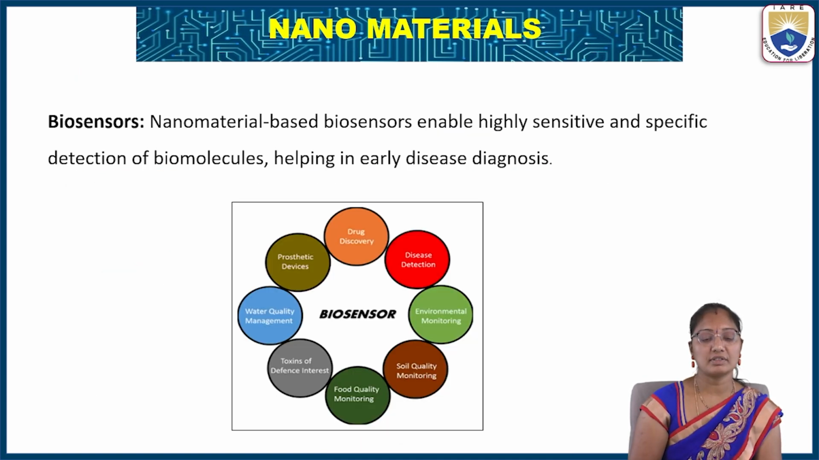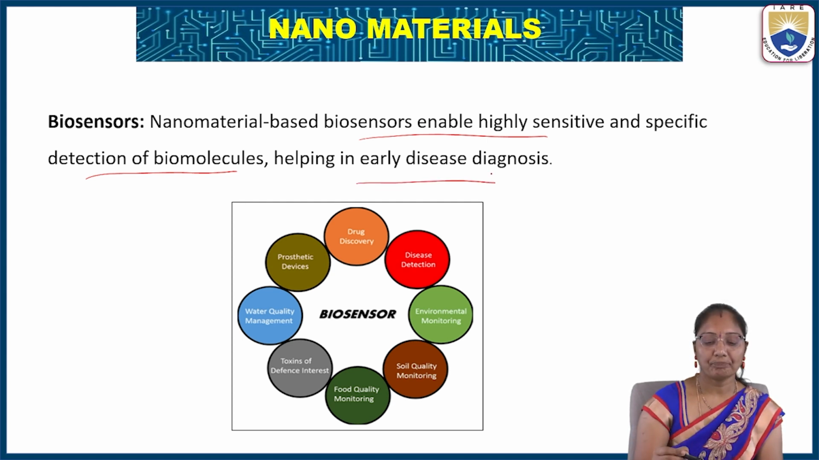Coming to the biosensors, these nanomaterial based biosensors enable high sensitivity and specific detection of biomolecules, helping early disease diagnosis. These biosensors are also useful in drug discovery and disease detection, environmental monitoring, soil quality monitoring, food quality monitoring, toxins of defense interest, water quality management, and prosthetic devices, as well as drug discovery.